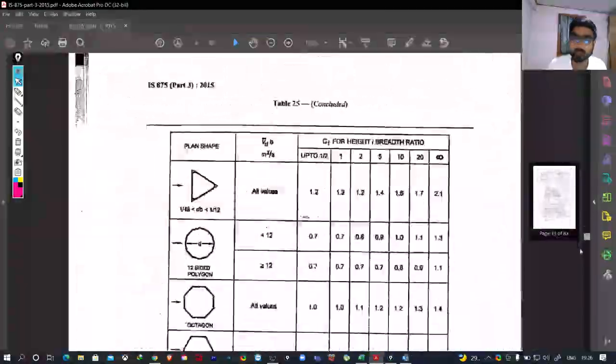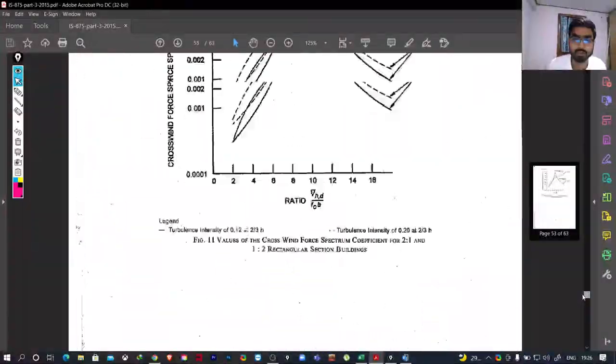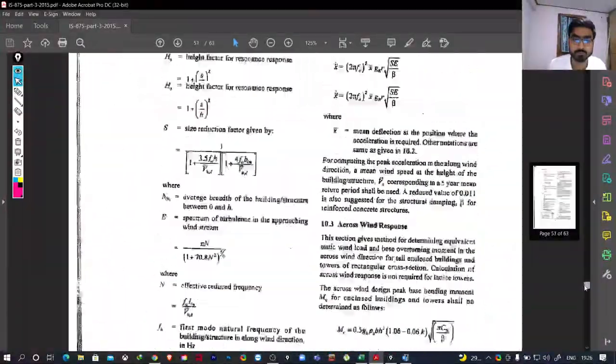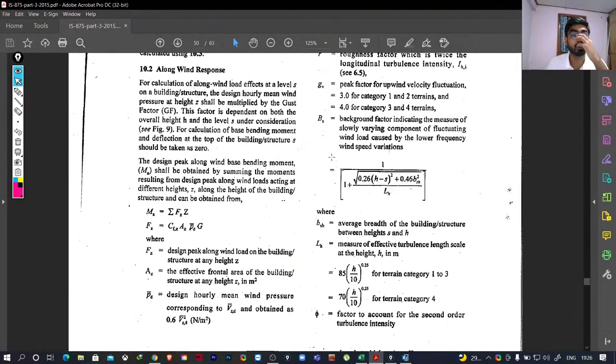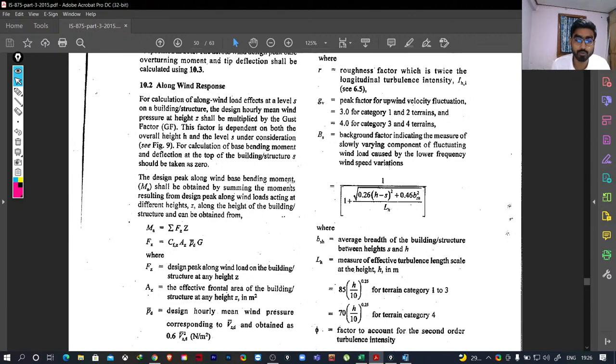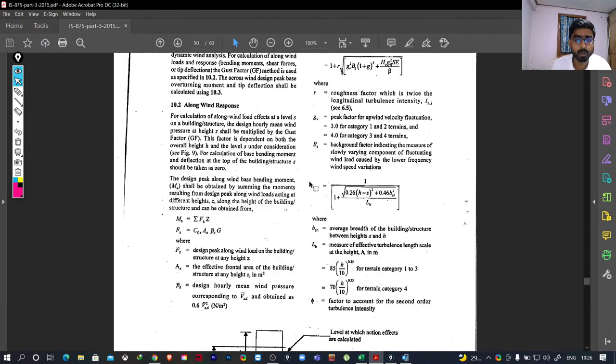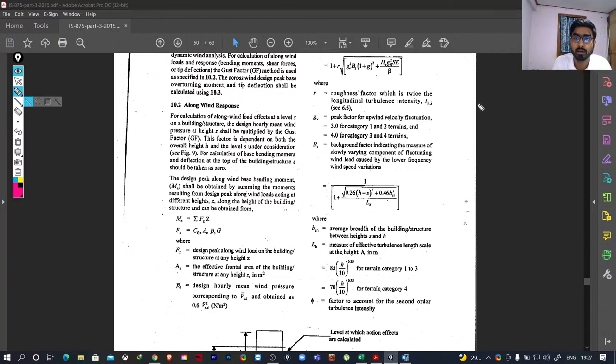wind calculation process. If I go to page number 47, this topic is the dynamic effect of wind. Consider the dynamic effect of wind in a mathematical model. We have two processes actually. The most accurate process that we have is wind tunnel analysis.